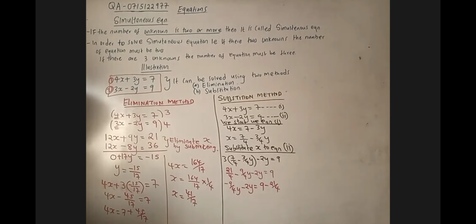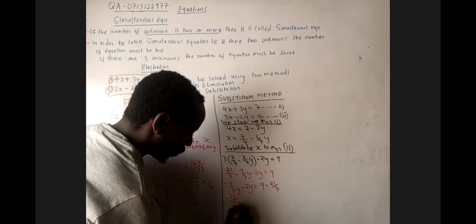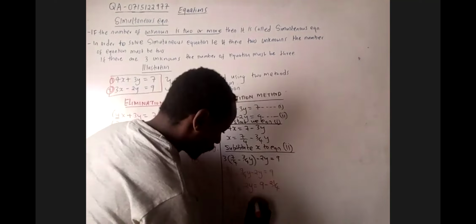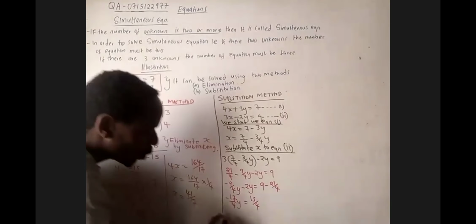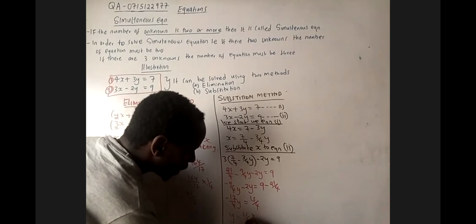So minus 9 over 4 minus 2, so it's equal to minus 17 over 4. Minus 17 over 4 y equals 9 minus 21 over 4, which is 15 over 4. Equal to 15 over 4. Let us find y. y will be equal to 15 over 4 times minus 4 over 17.